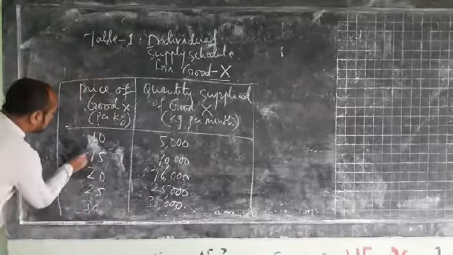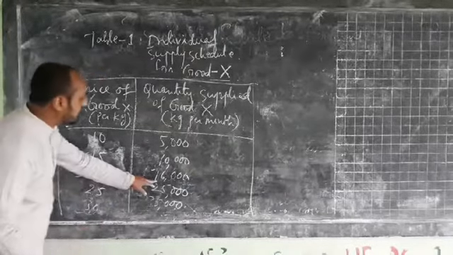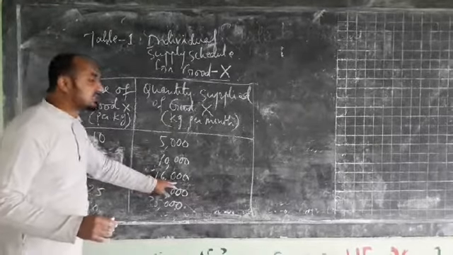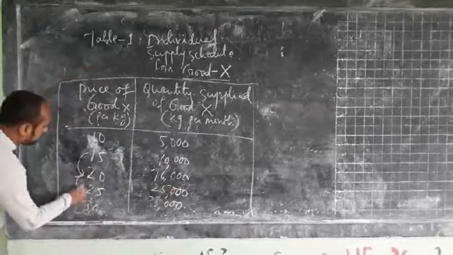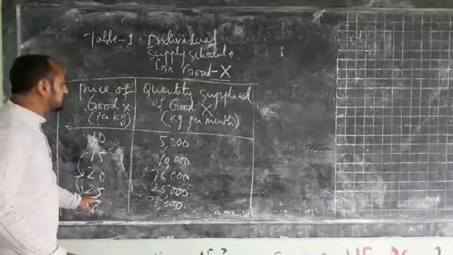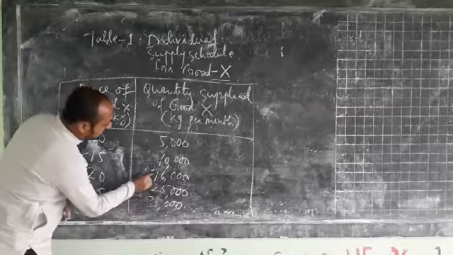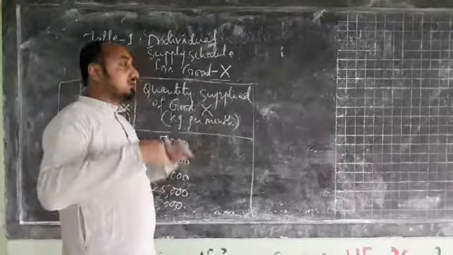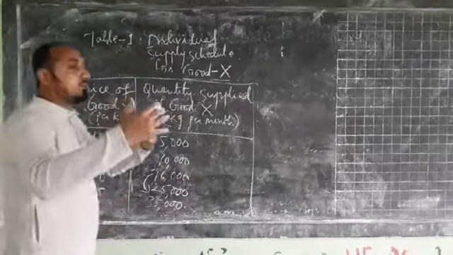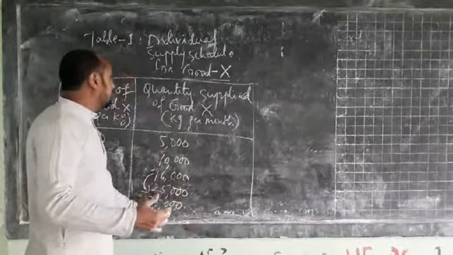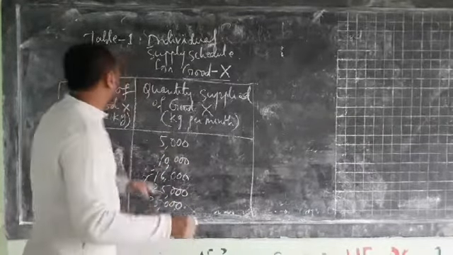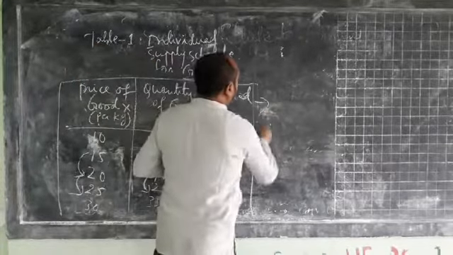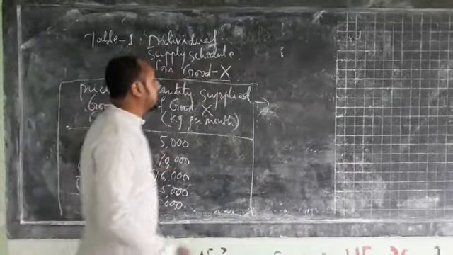Similarly, when the price increases from 15 to 20, again we can see that the quantity supplied per month is increasing from 10,000 to 16,000. Similarly, again when the price increases from 20 to 25 rupees, the quantity supplied increases from 16,000 to 25,000 kg per month. So in this case, what we can see is that when the price of the commodity is increasing, the quantity supplied of the good is also increasing. But this is the quantity supplied by only one producer. So how many producers are supplying this quantity of the commodity?